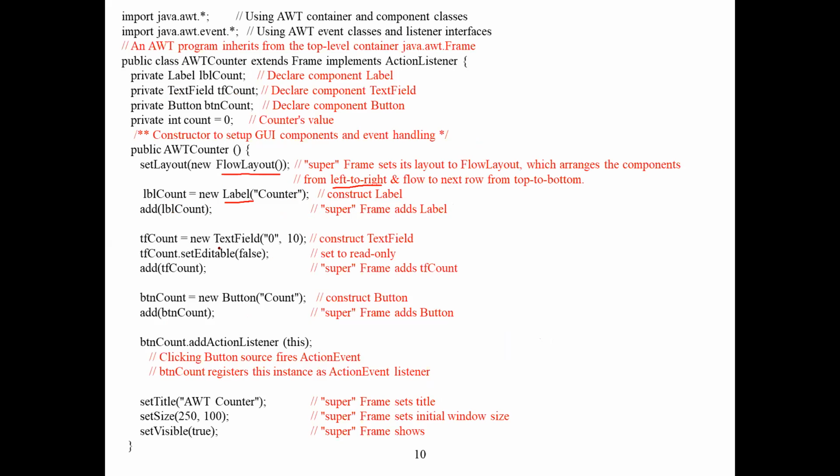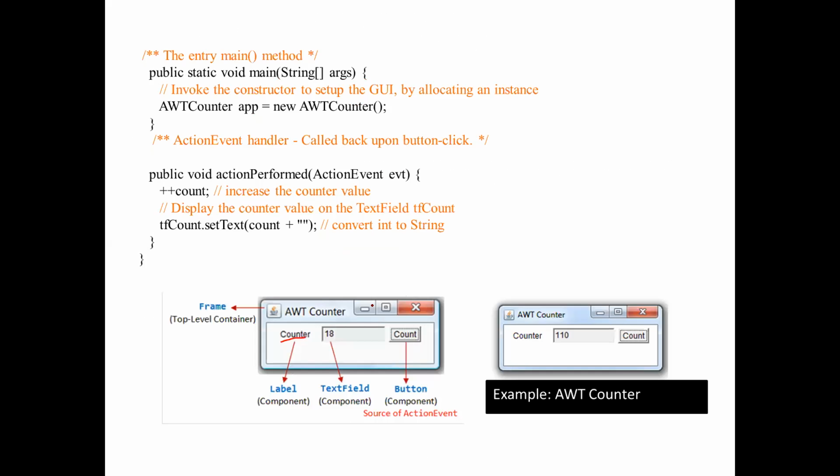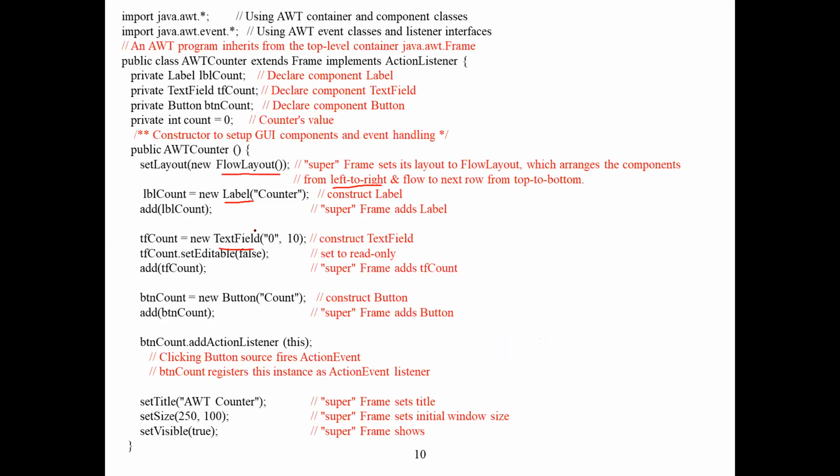Then I have a text field. Just have a look at this. Please note that everything you are creating is done through a constructor. So construct a text field and make it read only. Then add this counter. The object that gets created is TF count, the text field count that I'm adding.